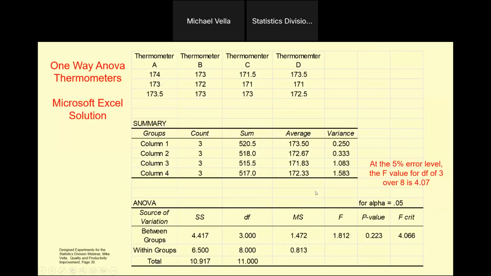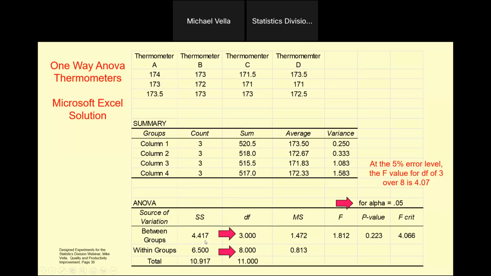Now we have Excel, and you can plug these numbers into Excel, and it gives you this table where, again, for alpha 5%, we have our degrees of freedom. That's 3, 4 thermometers, 3 degrees of freedom. And we have 12 individuals, so our total is 11 degrees of freedom. That means by subtraction, our within group is 8, so 3 plus 8 is 11.